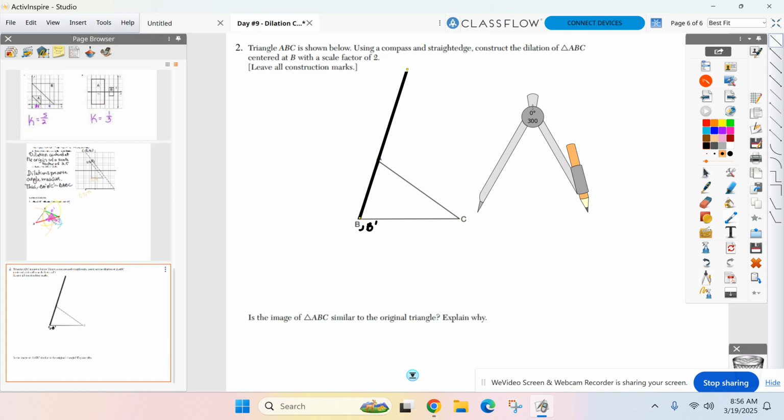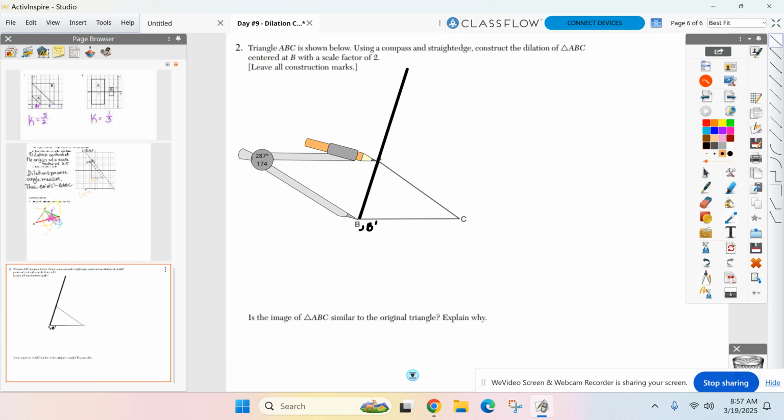And we've already said, since the scale factor's 2, we're going to double that distance. Well, find the distance right now. Take your compass. Find the distance from B to A, because I need to double that distance. From B to A, measure that distance. So it can be doubled.